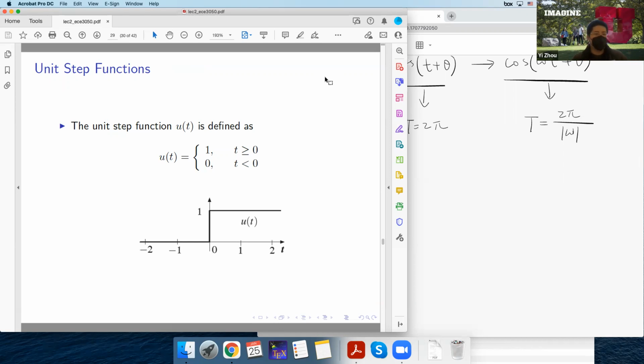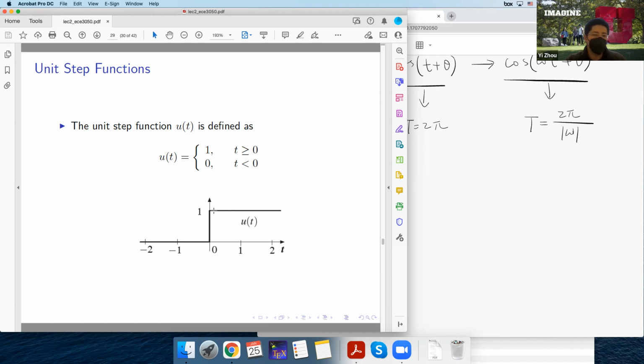And the next function is a very special and very useful function called the unit step function. It is an idealized signal. The shape looks like a unit step. That's why we call it the unit step function. It is defined as: if t is less than 0, then the signal is 0. And starting from 0, the signal takes a constant value 1.